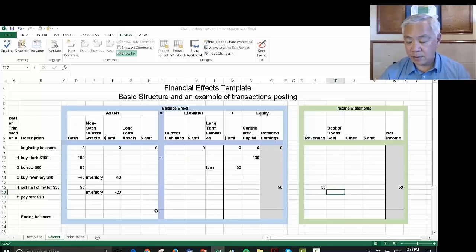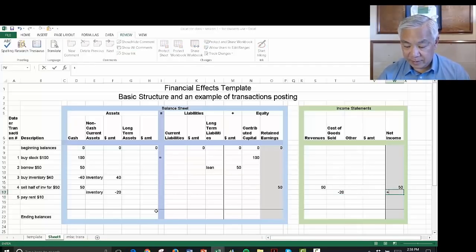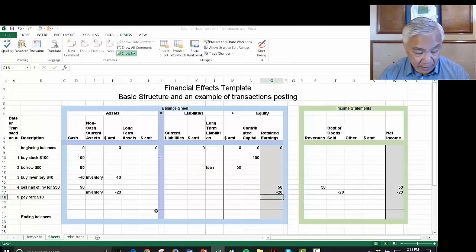And this is a cost of goods sold. So it's a subtraction from net income, minus 20, which has a negative impact on our income statement, which also has a negative impact on our retained earnings. All right, so we see that. Then we pay rent. So we pay rent, negative 10, because cash went down, and rent, I'll just put here as other, of negative 10. Negative 10 because it's reducing net income. So it reduces net income, which reduces retained earnings. And that's it for our transactions.